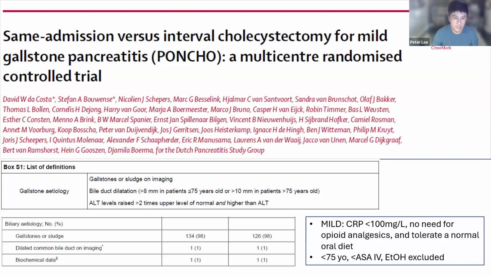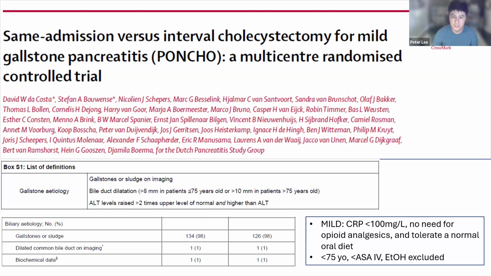Let's see how they defined gallstone etiology. So if they saw stones or sludge on imaging, if the bile duct is dilated or ALT is elevated, then that's how they assigned gallstone as an etiology. But if you actually look at the cohort that was enrolled, the vast majority of them were determined to have gallstone etiology just based on the fact that they had stones or sludge on the imaging study. And of course, they had to rule out alcohol use disorder and other etiologies as well.